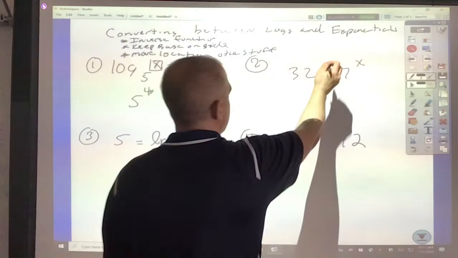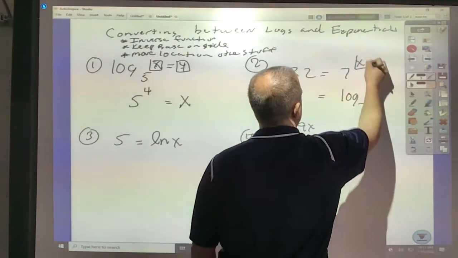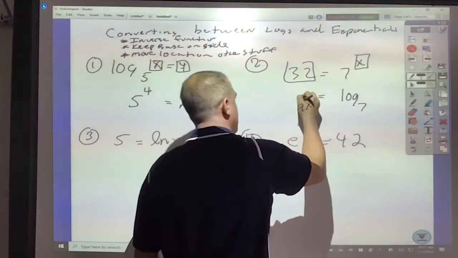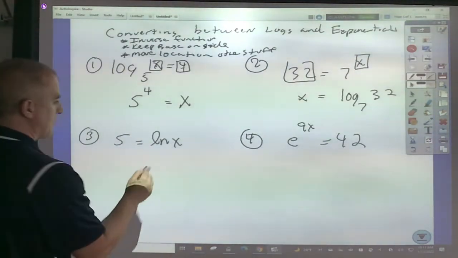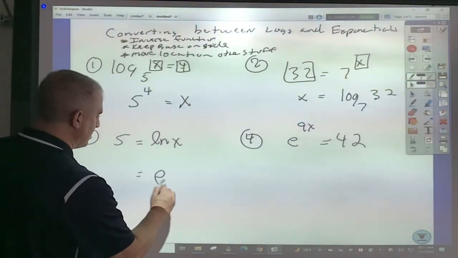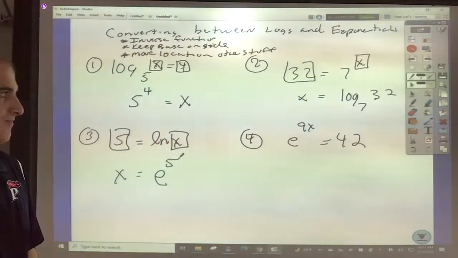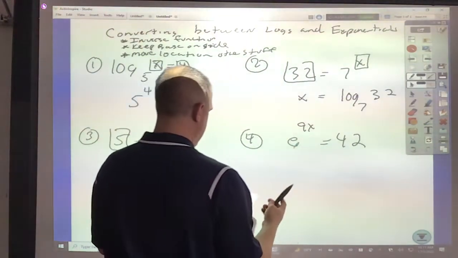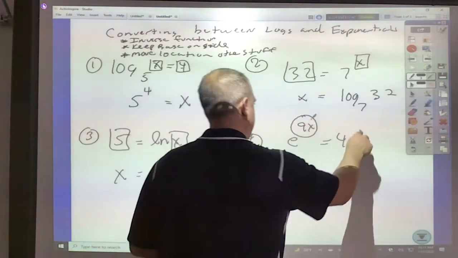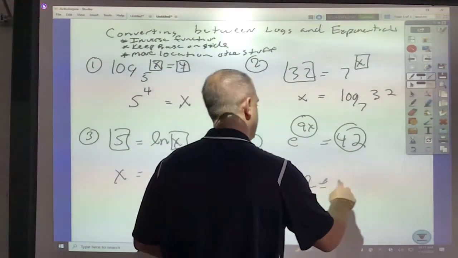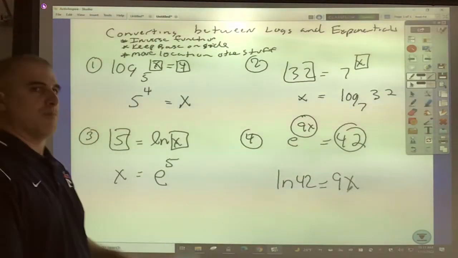The inverse function here of 7 would be log base 7, and this is the other stuff. So the x would go here, and 32 would go there. Very important to keep stuff on the same side. For natural log, the inverse function is e. Here's the other stuff, so the x would come over here, and that would go over there. This one for e is just going to be natural log. This is the other stuff, so the 42 comes here, and then the 9x goes there. Okay, so that's the first thing. You have to know how to convert from one to the other.